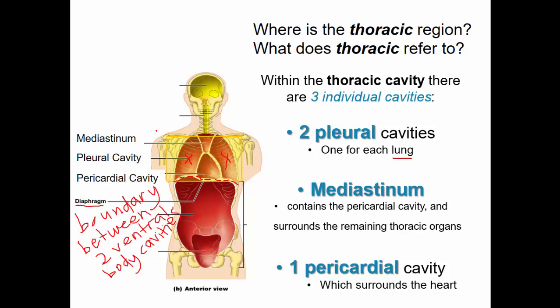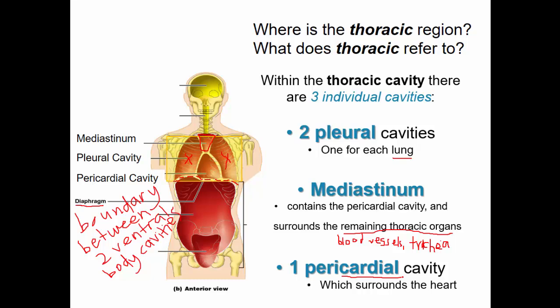The mediastinum is this little triangle between the superior portion of the lungs. The mediastinum is going to have what says remaining thoracic organs. This would include things like major blood vessels and parts of your respiratory and digestive systems, like parts of the esophagus and the trachea. The final subcavity within the thoracic cavity is the pericardial cavity. Cardial is going to refer to heart.